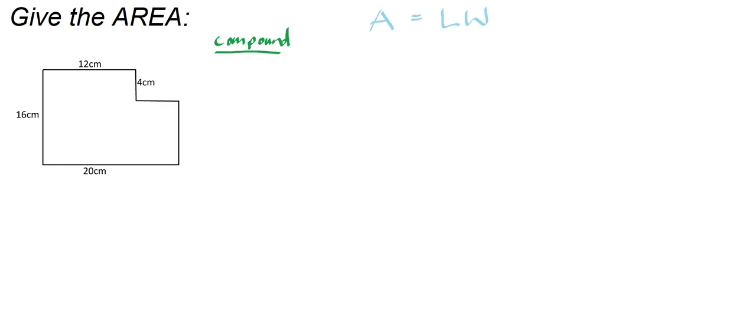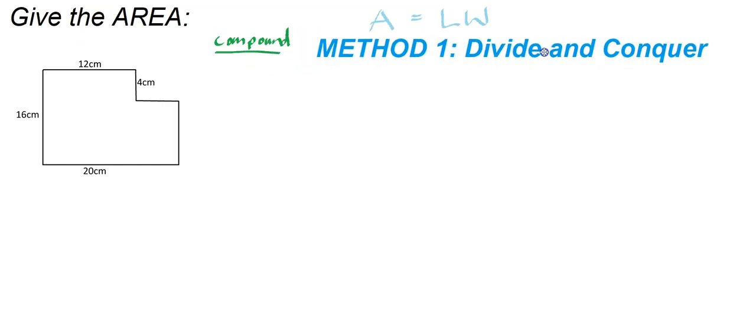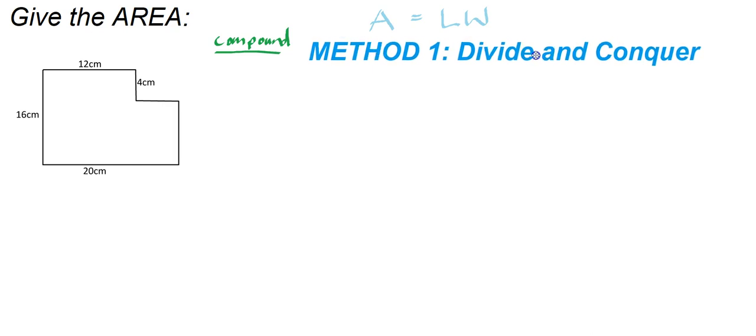There are two methods. One method that we will look at is not called anything specific. I'm going to call it the divide and conquer method. So in this way, we break up or divide the compound shape into its smaller parts, into the rectangles in this case that make up the larger compound shape.